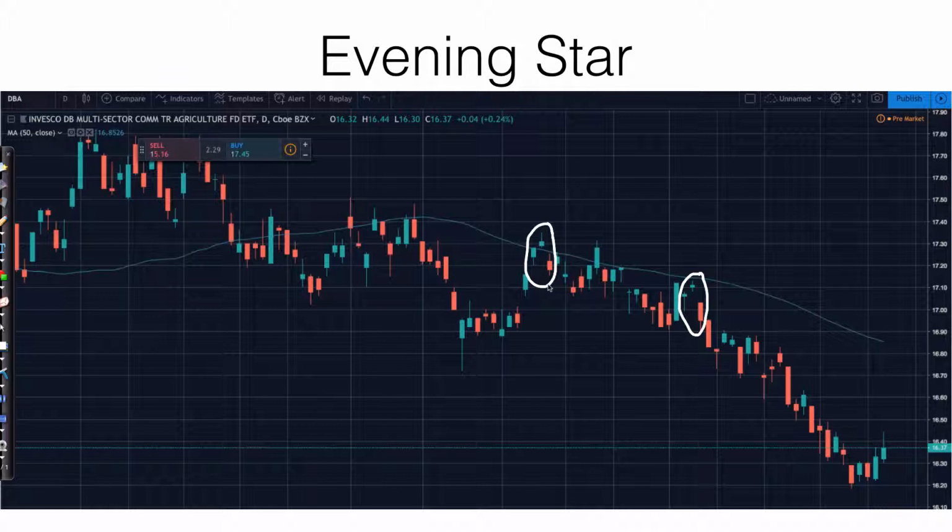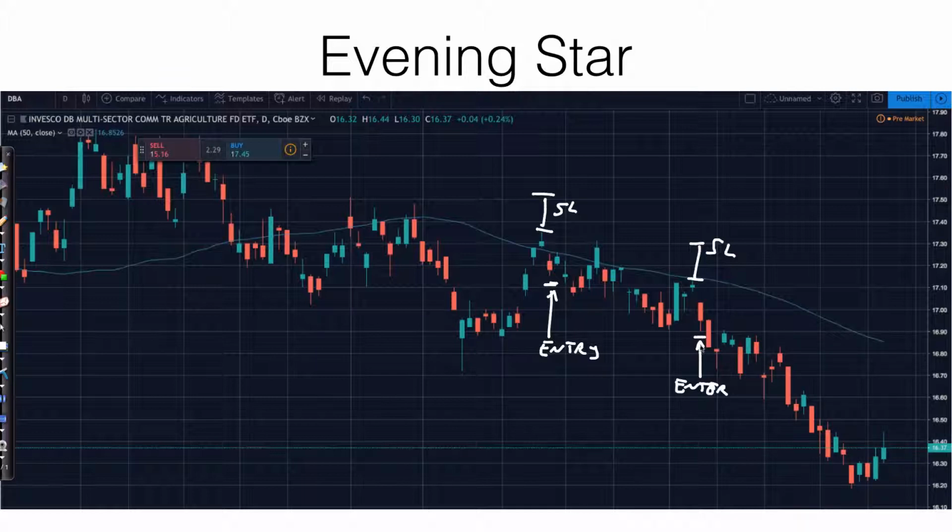Now, if you want to use this as an entry signal, and again, remember, it should not be the only tool that you use to decide when to enter and when to exit. But for example, what you may do is place your stop loss above this high, or if you enter here, your stop loss may be here, and your entry price may be below this candle. Okay, so you may enter here, and here you may enter below the low of this candle.